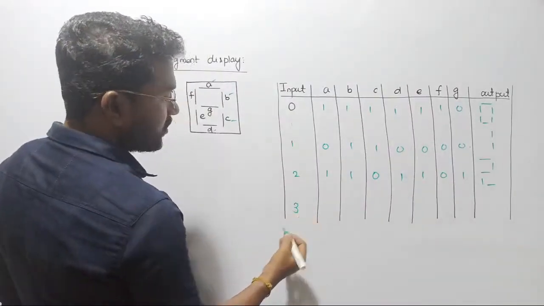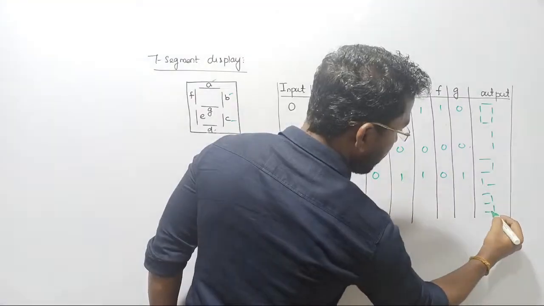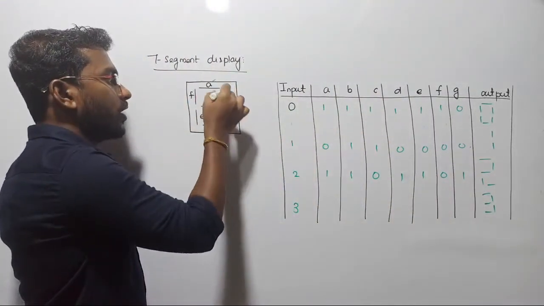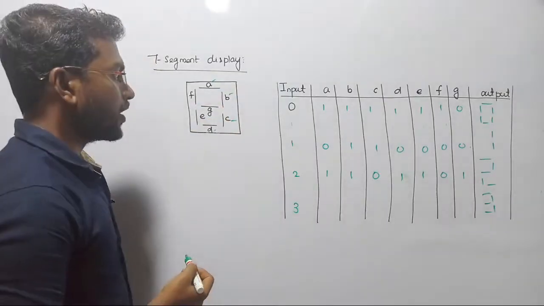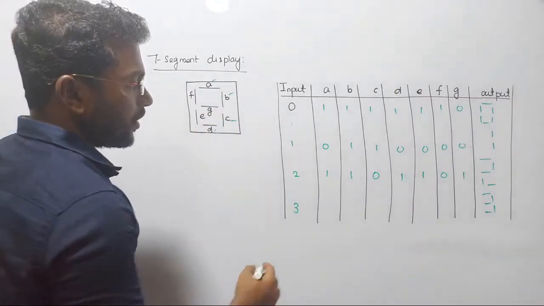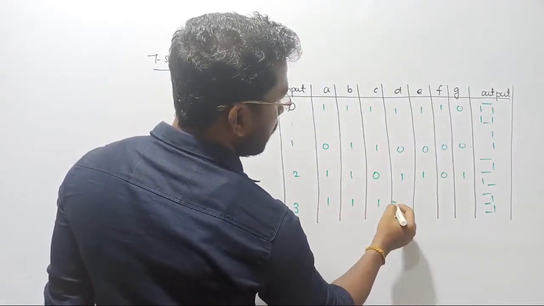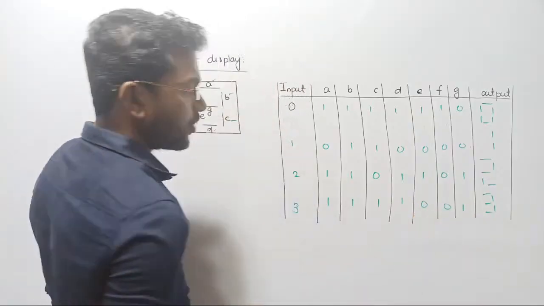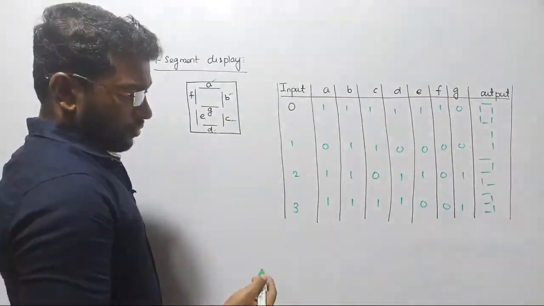Let's start with 3. How does it look? 3 will be like this. This is our 3. Am I correct? Of course. Then how many segments will work? A, B, G, C, D. So totally 5 segments are going to work. A, B, C, G, D, and the rest are going to be 0 in order to get 3. You can also see, this is 3.